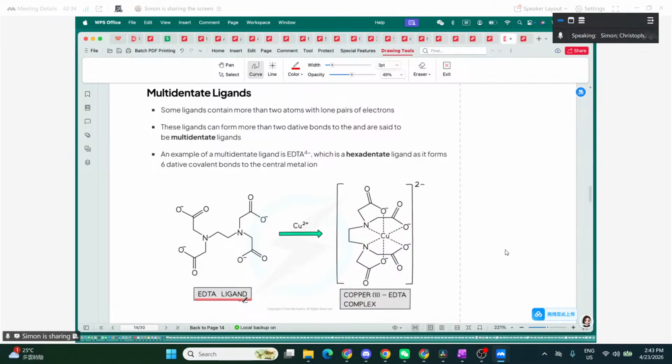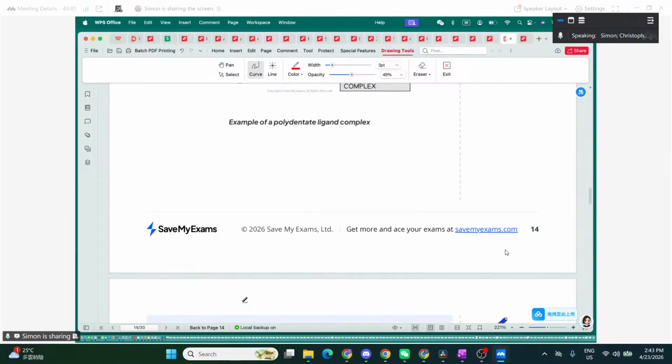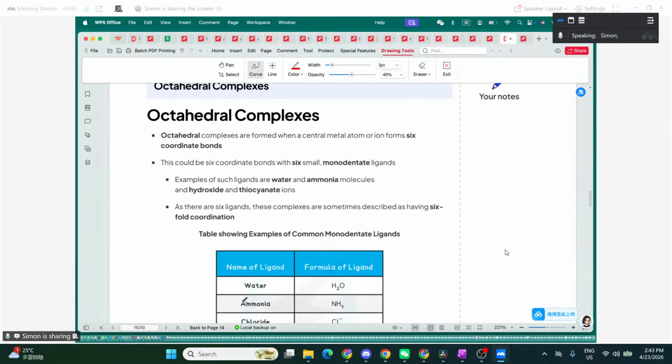Hex represents the number six, so there are six dative covalent bonds, right? Where are the six? Four on the oxygen and two on the nitrogen. No problem now. So this is called the multidentate ligand. And after that is the next topic.